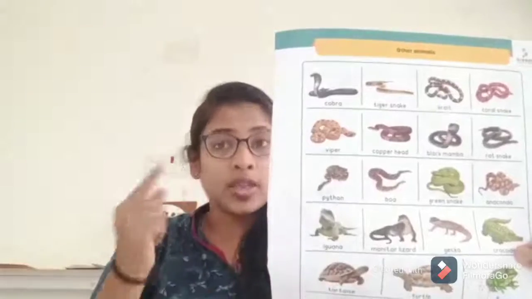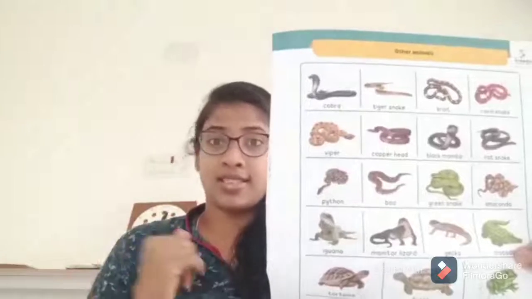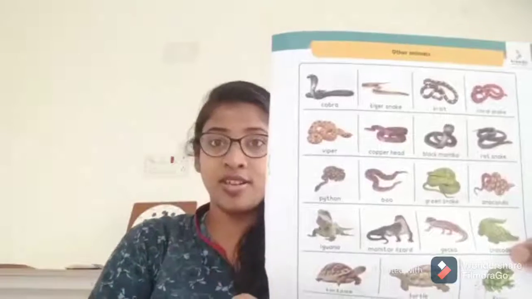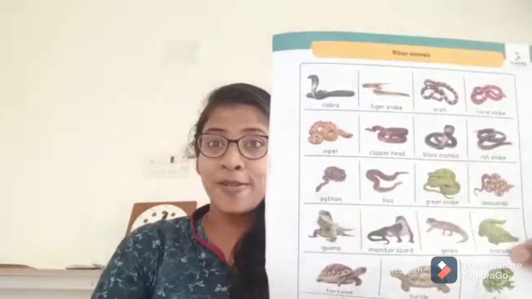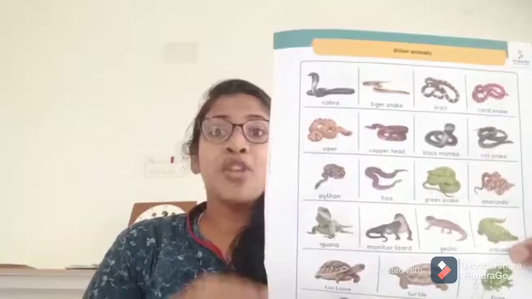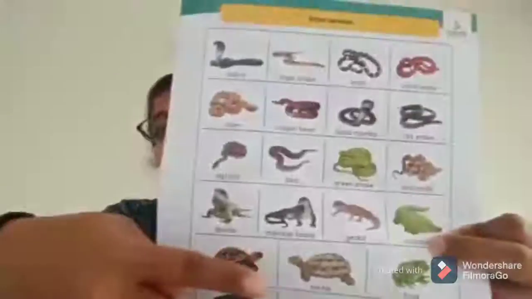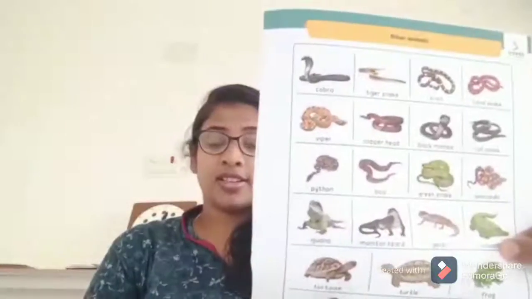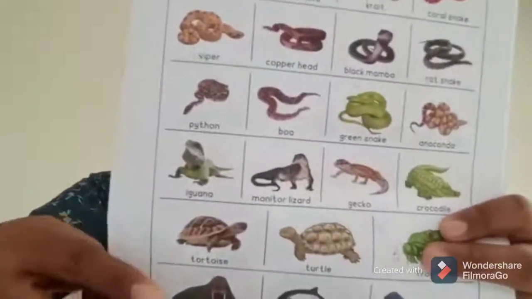When frog is on land, it breathes through lungs like us, right? And when it is underwater, frog breathes through gills like fish. Fish breathe through gills, right? Frogs also breathe through gills when they are underwater. Frogs also lay eggs. They lay eggs in water. Okay, children.